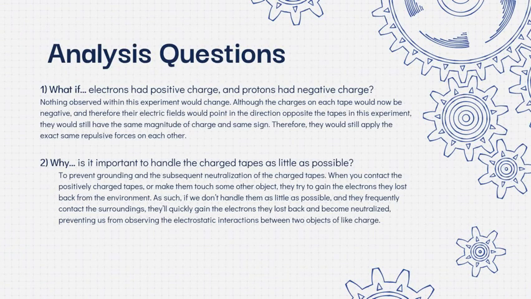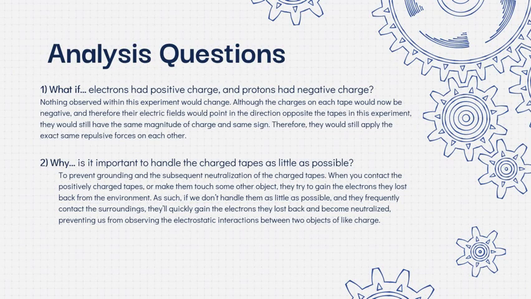Now, let's do some analysis. What if the electrons had a positive charge and protons had a negative charge? Well, nothing would actually change in this experiment. Although the charges on each tape would now be negative, and therefore their electric fields would point in the direction opposite the tapes in this experiment, they would still have the same magnitude of charge and the same sign. Therefore, they would still apply the exact same repulsive forces on each other. And they would interact the same with the charged pen from earlier.